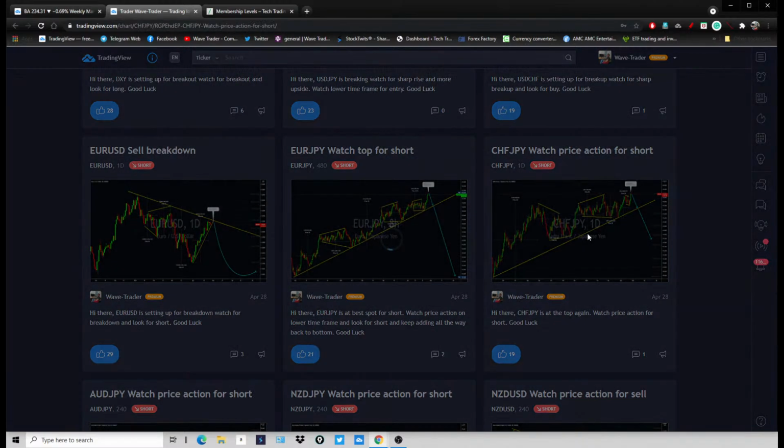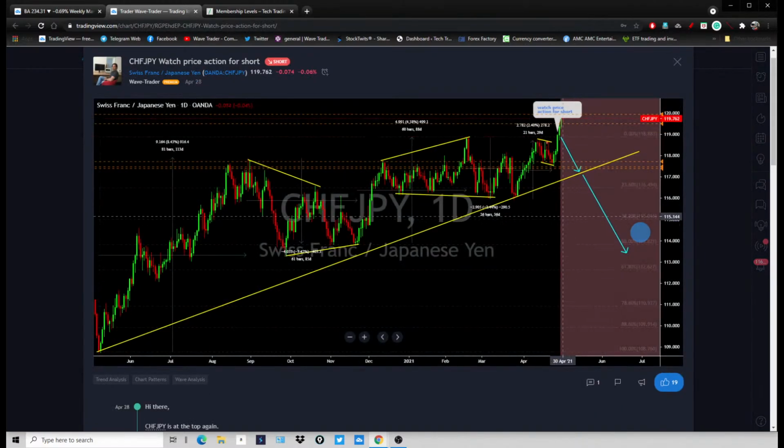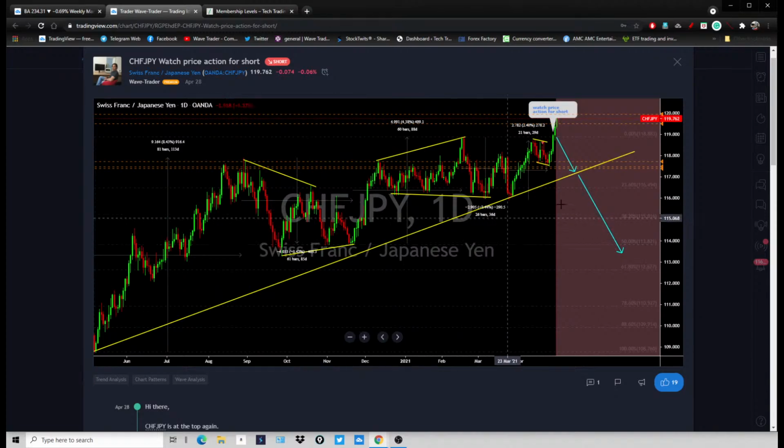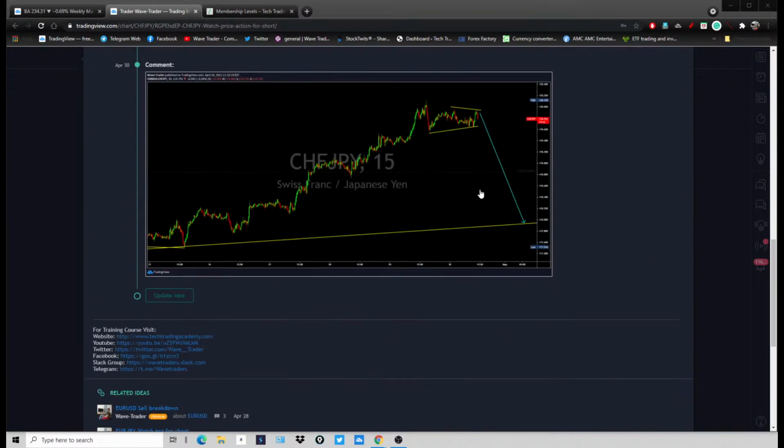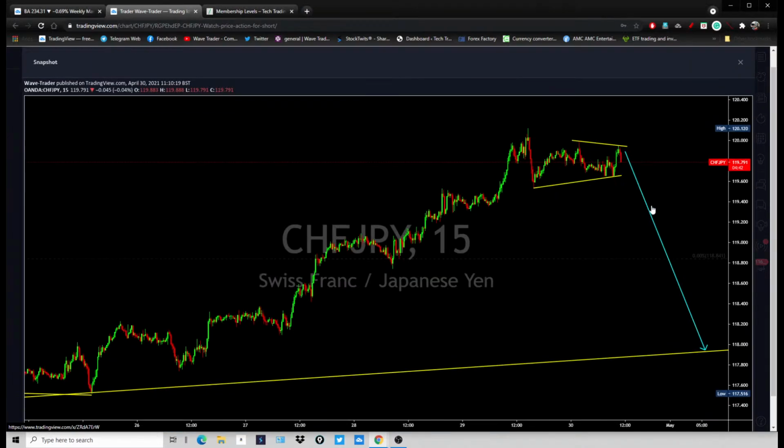Sell opportunity on both pairs. Don't let these big waves go away without you. This big wave is also on the euro yen. This is the lower time frame, and a 15-minute triangle is just forming there.